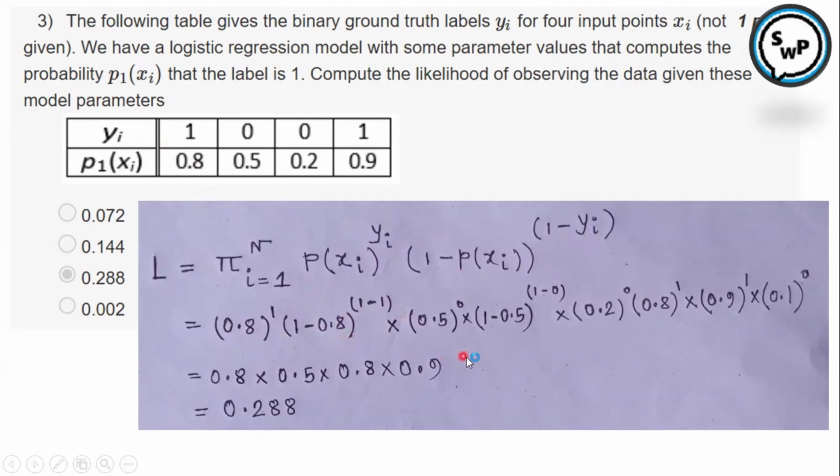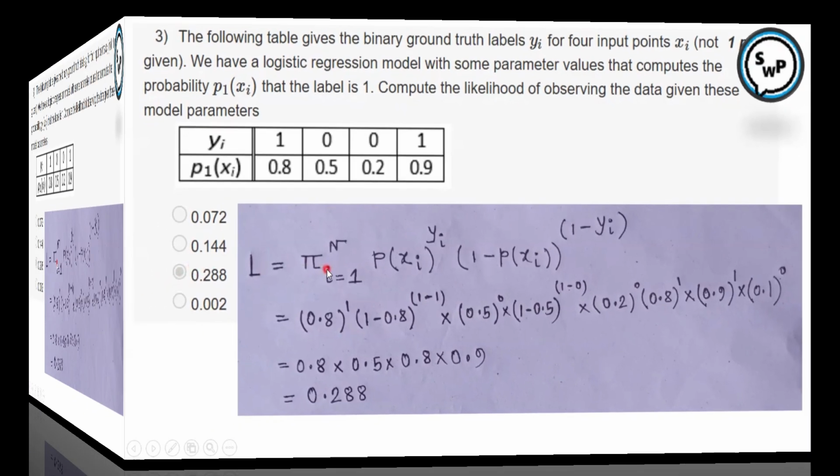In this way we have to write for all the values given in this table. Finally we will get 0.8 into 0.5 into 0.8 into 0.9. If we calculate this multiplication, then we will get 0.288. So option C will be the answer to this question.